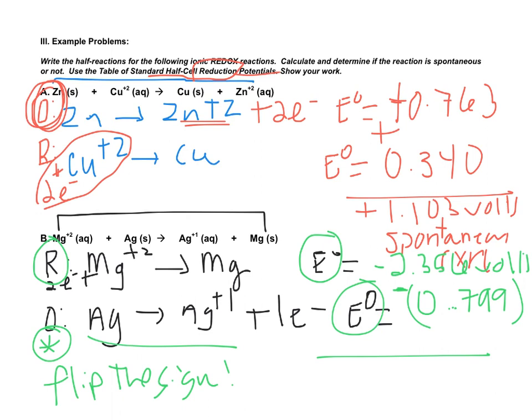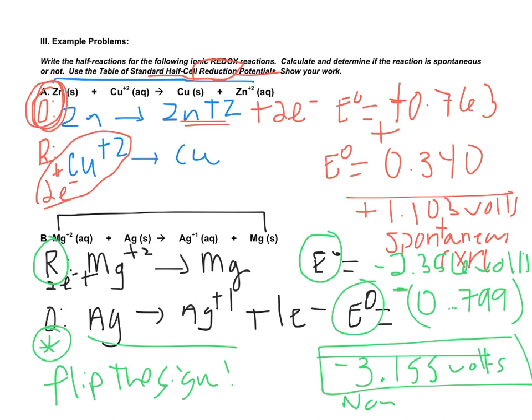So we happen to have two negative potentials, which is going to add up to a big negative, negative 3.155 volts. So that was the total cell potential. And this would not work. This would be a non-spontaneous reaction. No electricity would be produced from this.